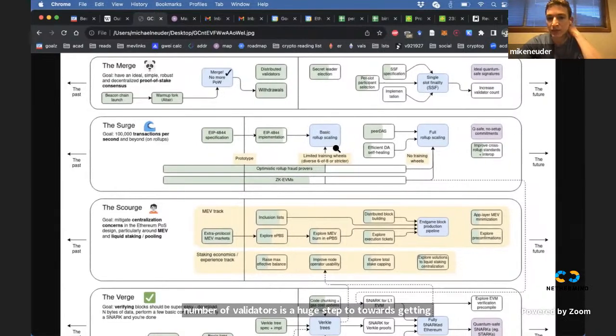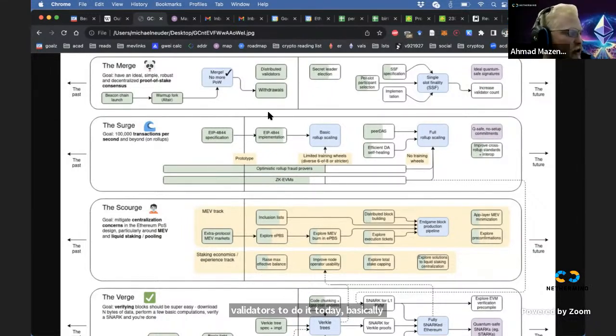Everything else, the actual algorithm, has fully been specced out. It's just that we have too many validators to do it today, basically. Right. So max EB, our max effective balance, is a step forward towards this.